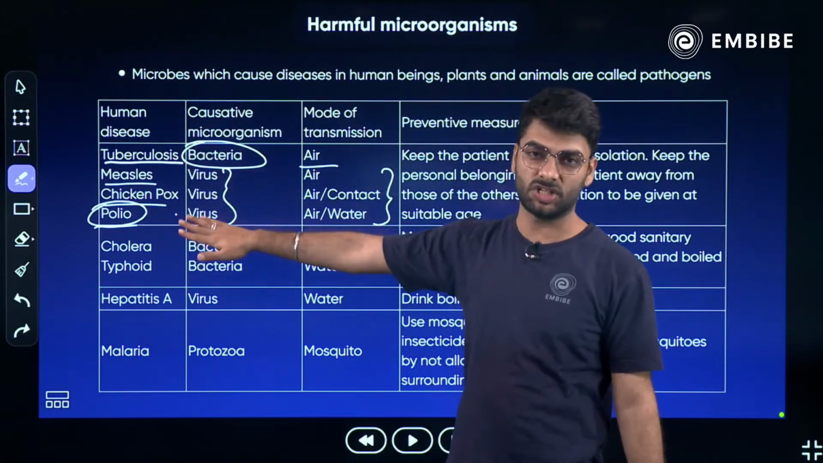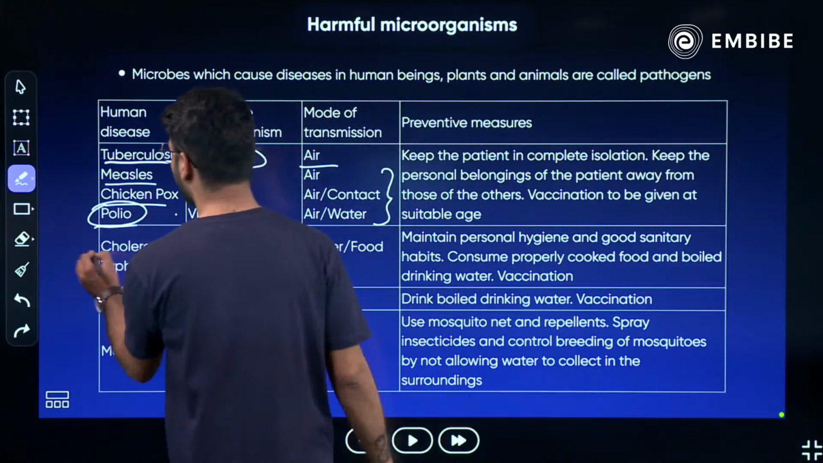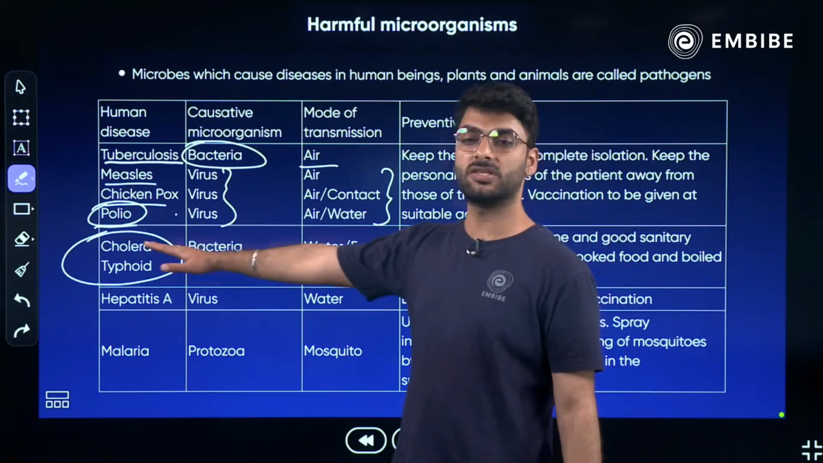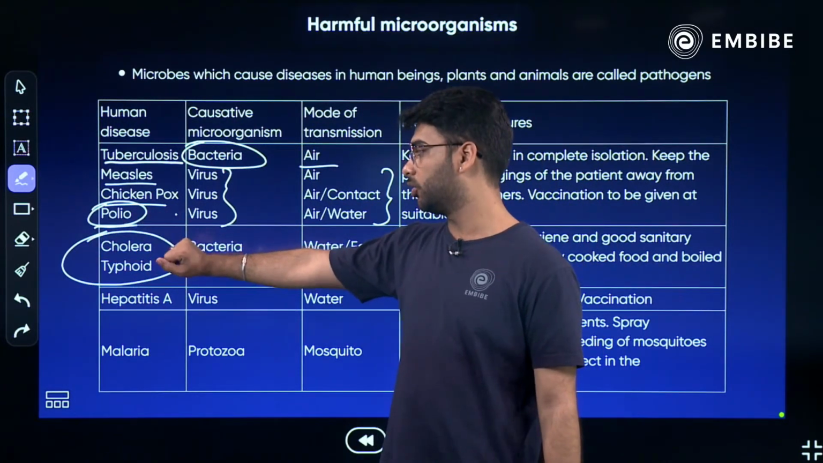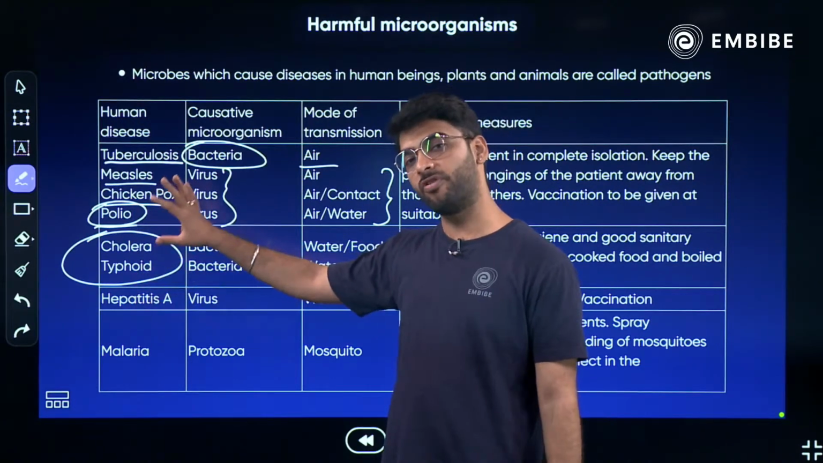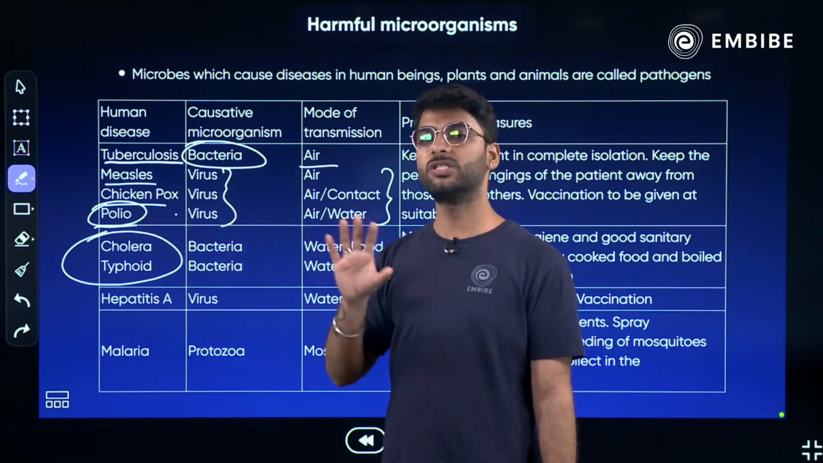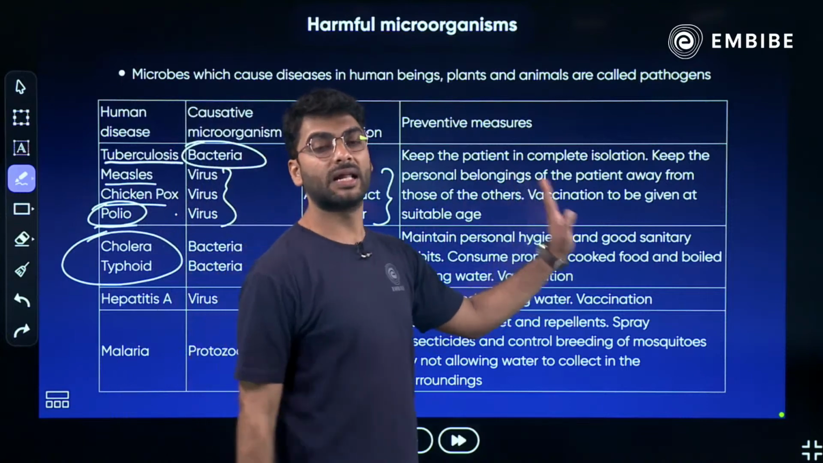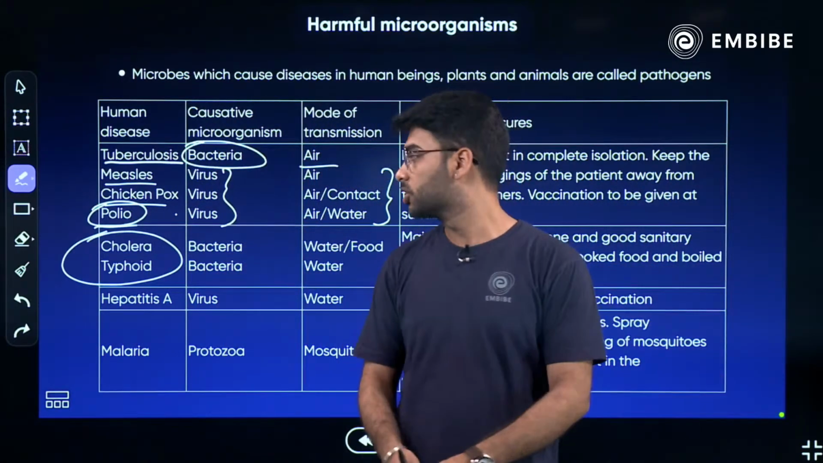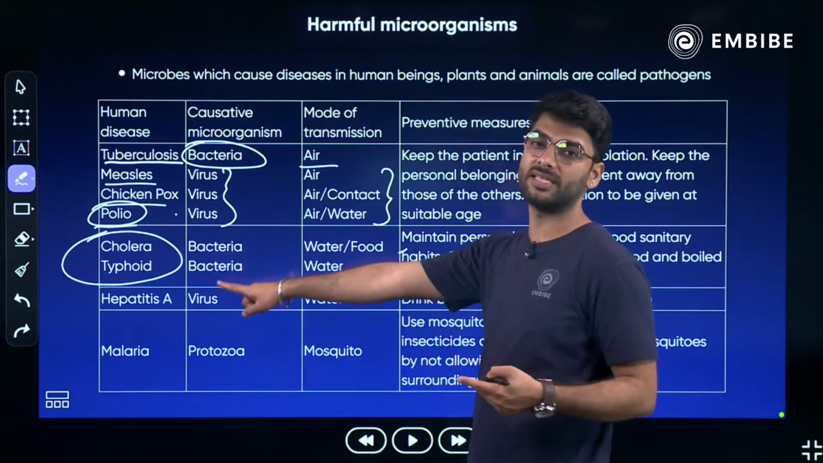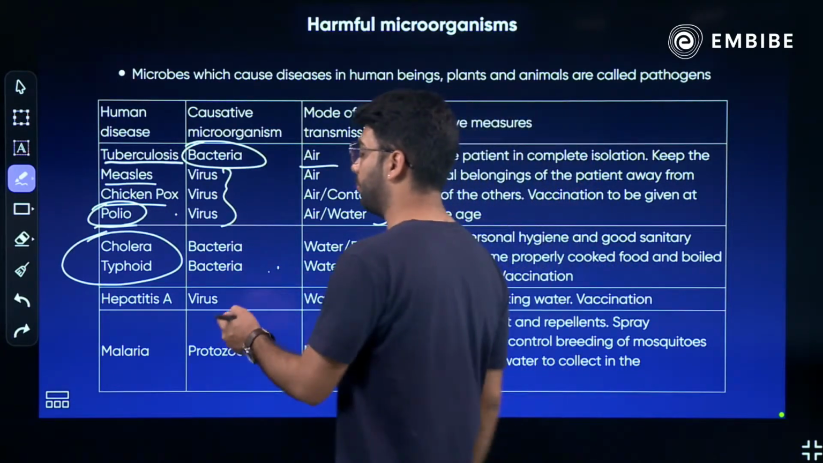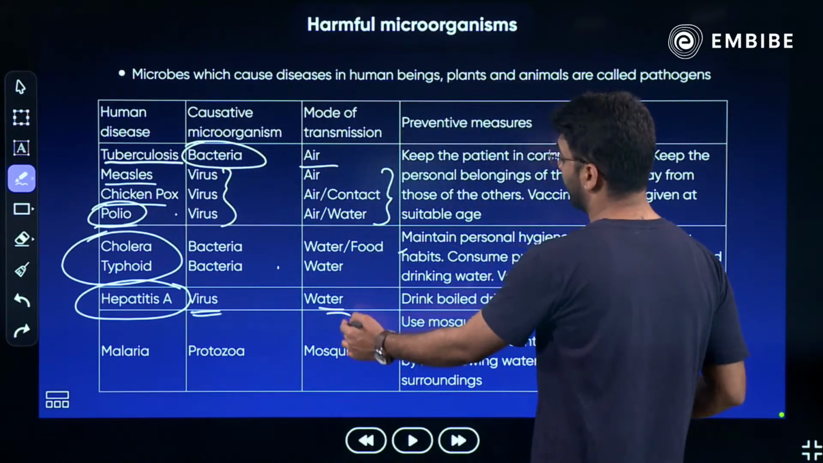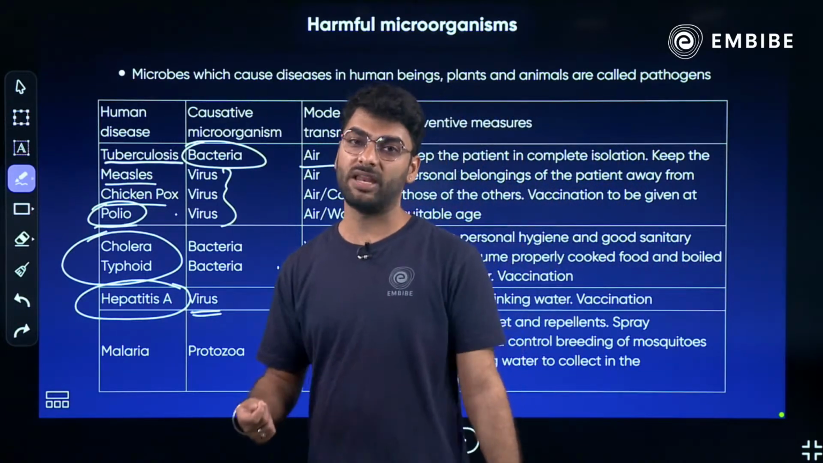Chickenpox and measles also have vaccinations. Then, talking about cholera and typhoid, both spread through contaminated food and water. Cholera happens because of a bacteria called Vibrio cholerae, and typhoid happens because of a bacteria called Salmonella typhi. They both spread through contaminated food and water. The only way to prevent them is to make sure that you are consuming clean water and clean food. Okay? So cholera is Vibrio cholerae and typhoid is Salmonella typhi. Talking about hepatitis A and hepatitis B, they both spread through a virus, that is, contaminated water. Again, consuming clean water and clean food is very, very important.